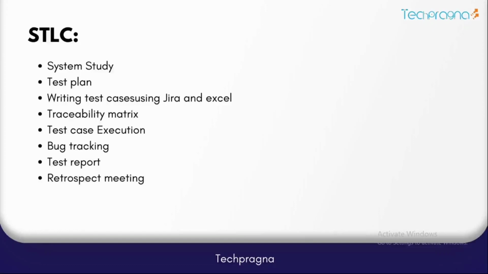And the next stage is test case execution. Here we execute whatever scenarios we wrote. Once I got the build from the developer, we execute the testing, which means we are testing the actual application here. We spend a lot of time here. That is called test execution. And while testing the application, if we get a bug, that is bug tracking.